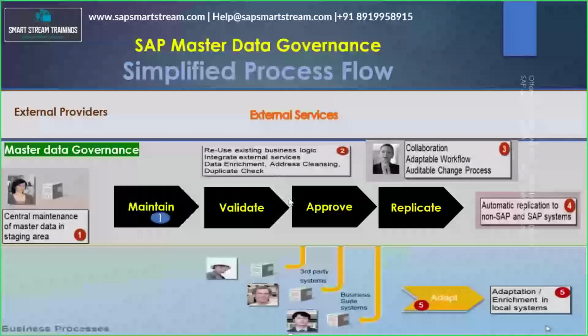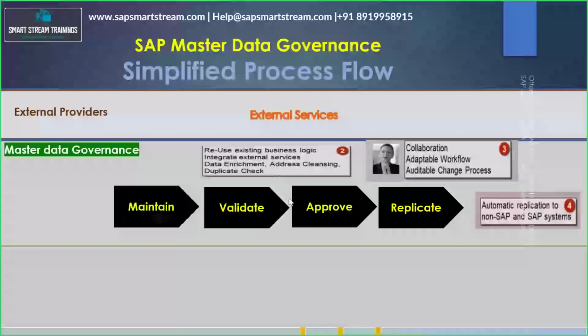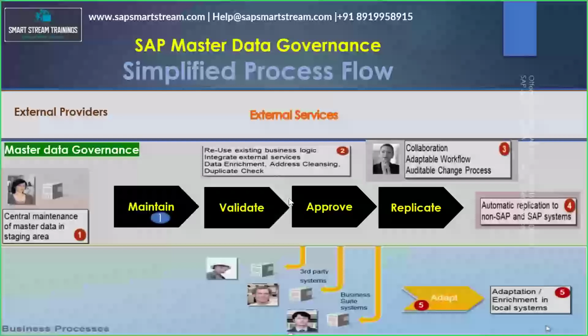As of now, we discussed the course content, the same concepts we discussed in the last class. We discussed the course contents that we covered so far, and the continuation process is this simplified process flow.